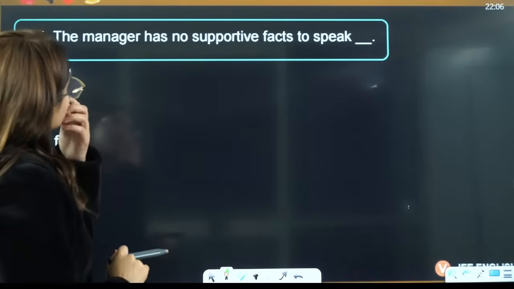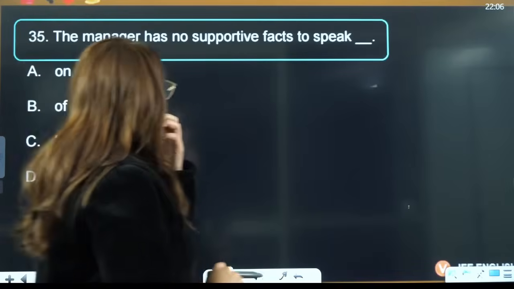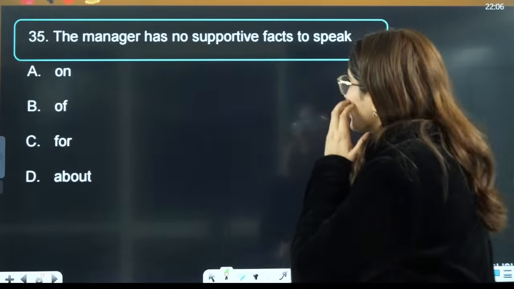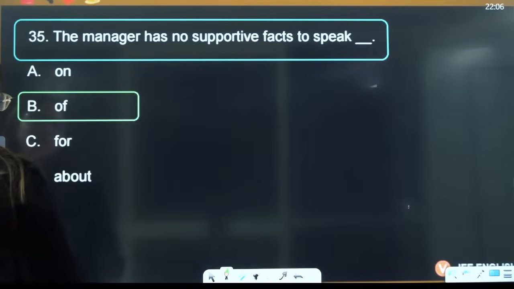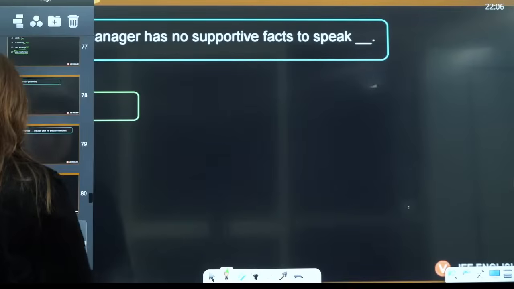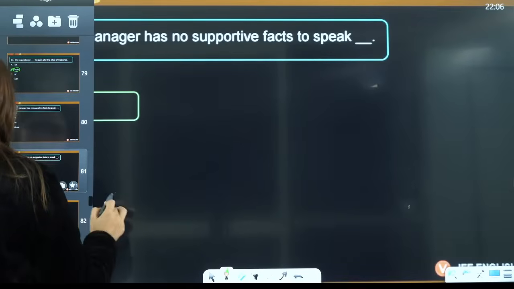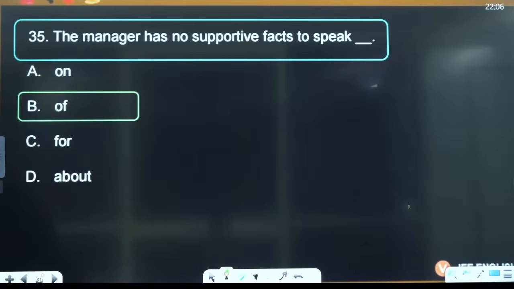Then, the manager has no supportive facts to speak for. I said this is repeated, isn't it? Yes. Speak of. The manager has no supportive facts. Why? To speak for, it will be. Wait a minute. The manager has to speak for.